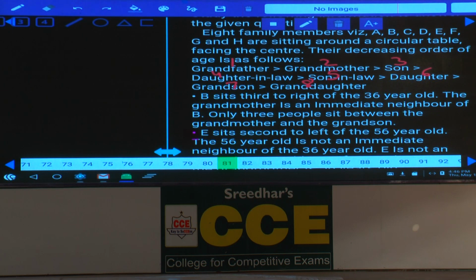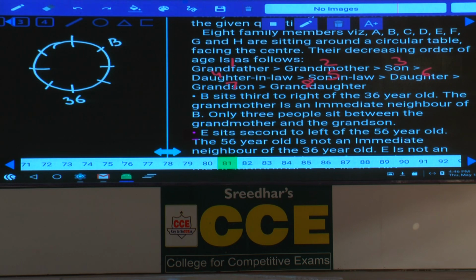Then B sits third to the right of the 36-year-old. Now B is seated third to the right of whom? Third to the right of 36-year-old. All the persons are facing the center, as clearly specified. Now 1, 2, 3, 4 and 5, 6, 7, 8. If 36 is here, 1, 2, 3, B must be here. Are you following this or not?